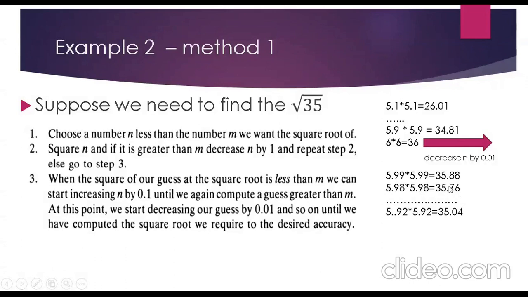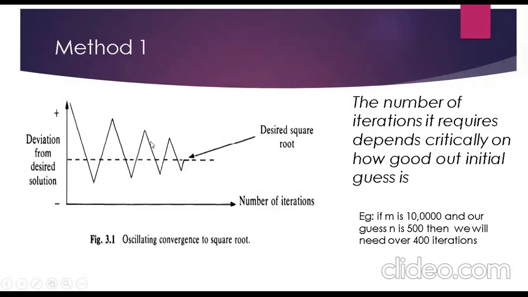Like that we keep on iterating, decreasing 0.01 from each and every number, and finally when we reach here, we will get somewhere around 35.04. So as soon as you get a square root which is similar to m, we will stop the iteration. So finally, this is how your graph is going to look after a number of iterations to get the desired square root.